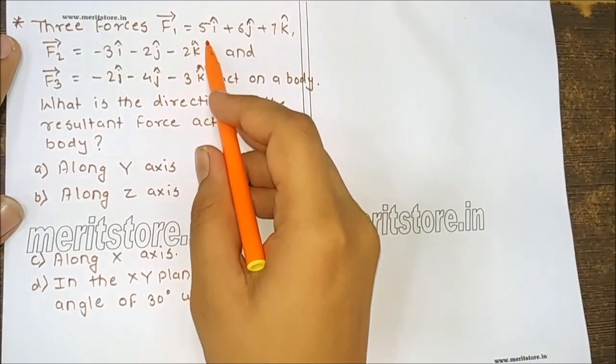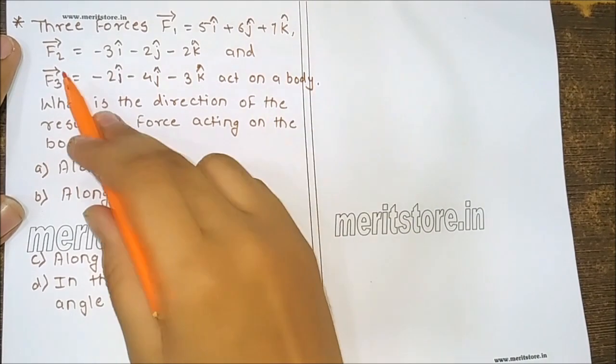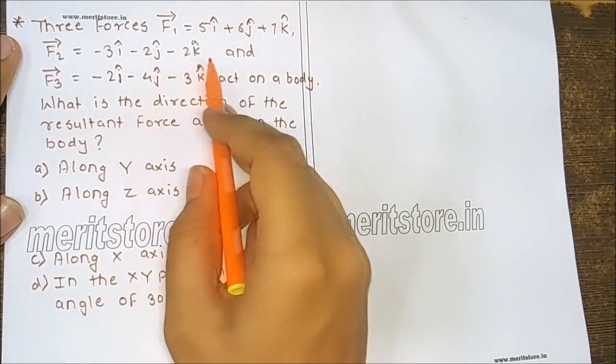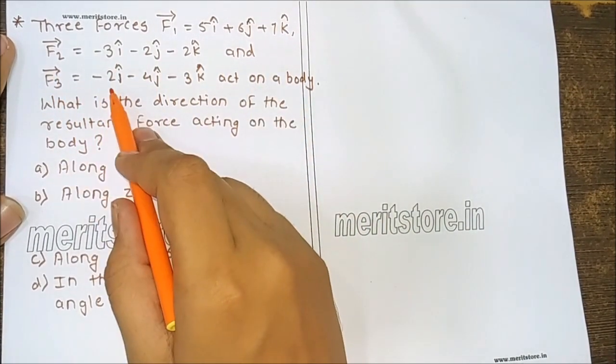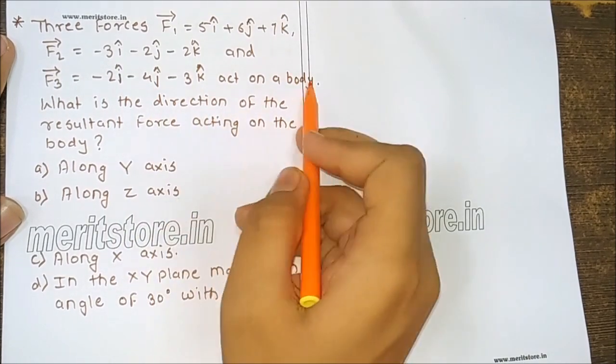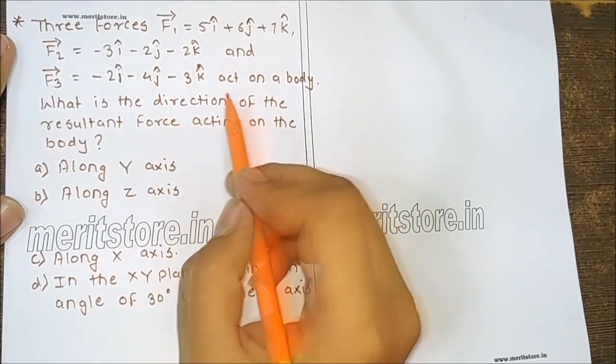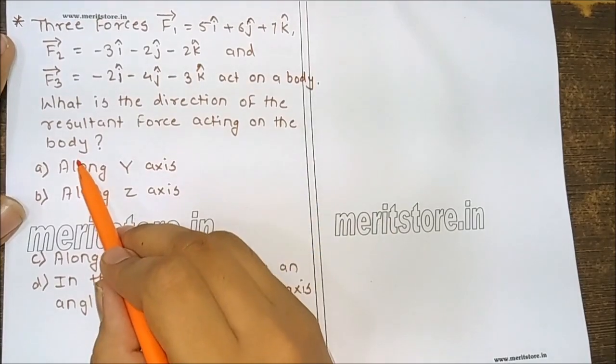Three forces F1 = 5i + 6j + 7k, F2 = -3i - 2j - 2k, and F3 = -2i - 4j - 3k act on a body. What is the direction of the resultant force acting on the body?